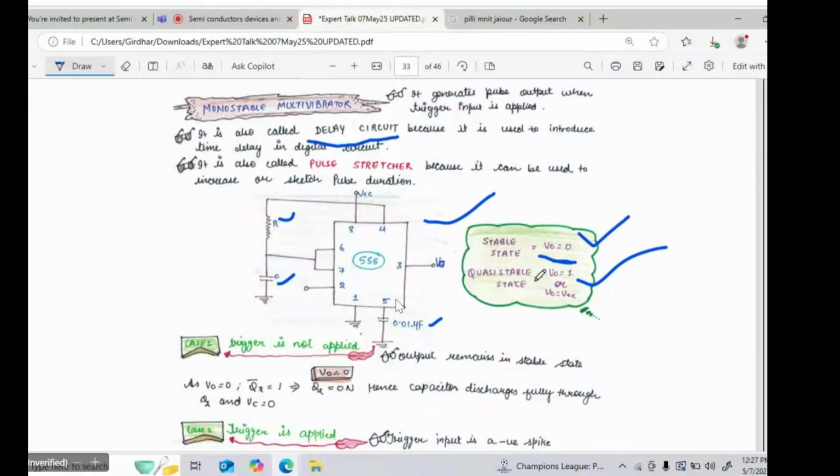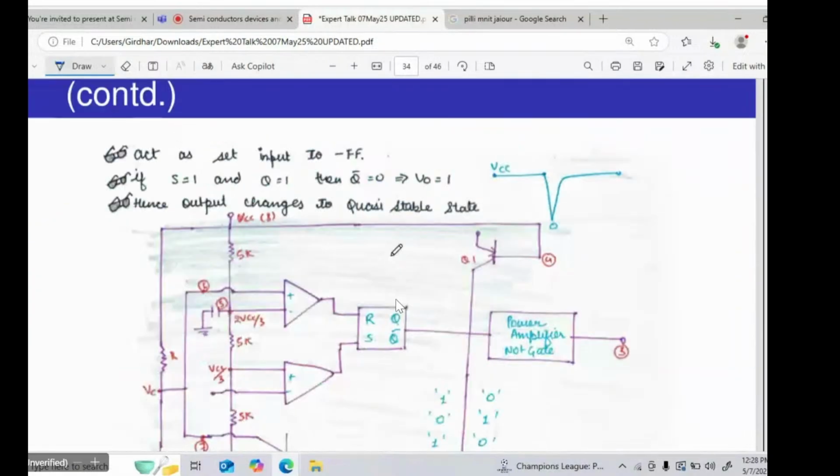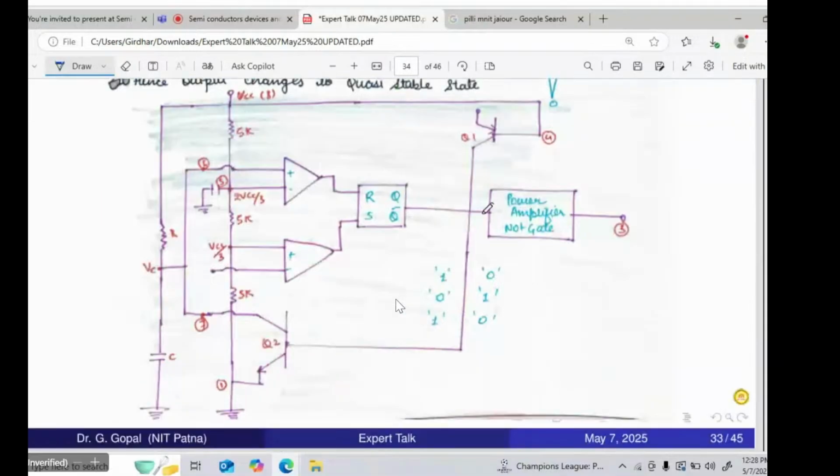In this state, your output will remain until the trigger is activated, right? So whenever the trigger is not applied, the output remains in the stable state. What is the stable state you have considered here? V naught equal to 0. This is the stable state here. V naught equal to 0, right? So now please try to understand this circuit. This is the circuit I have taken. By this circuit, you can understand the basic functioning of this monostable multivibrator, right?